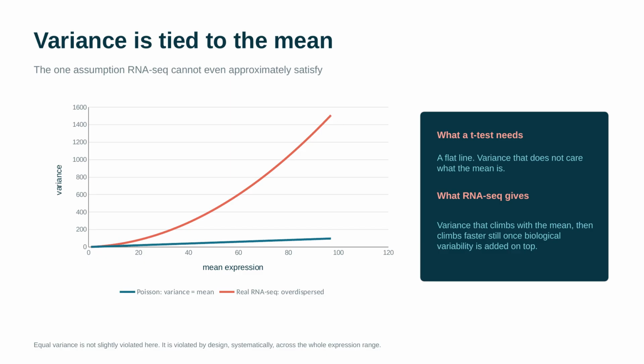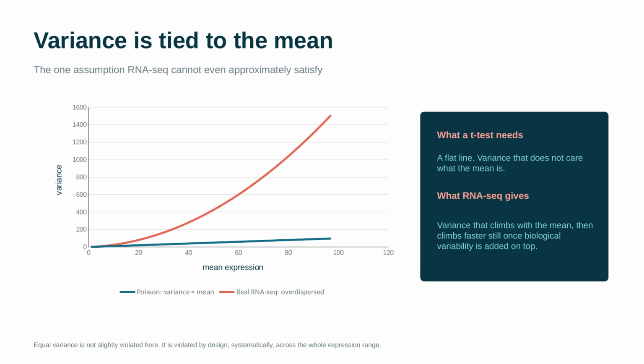For a Poisson process, the variance equals the mean. Count more, scatter more, automatically. Real RNA sequencing is worse than Poisson, because on top of the sampling noise there is genuine biological variability between samples. That is overdispersion, and it is why the negative binomial exists.